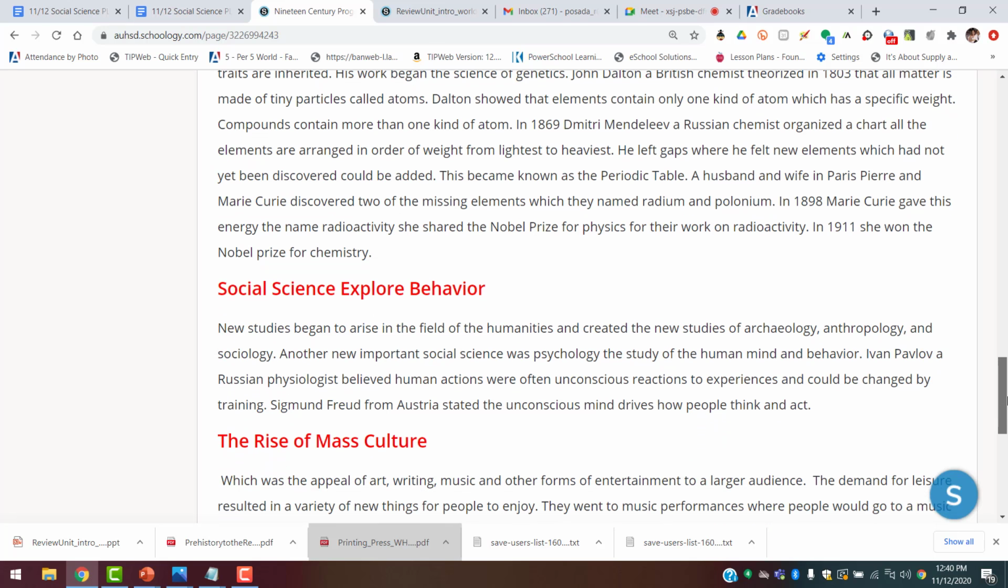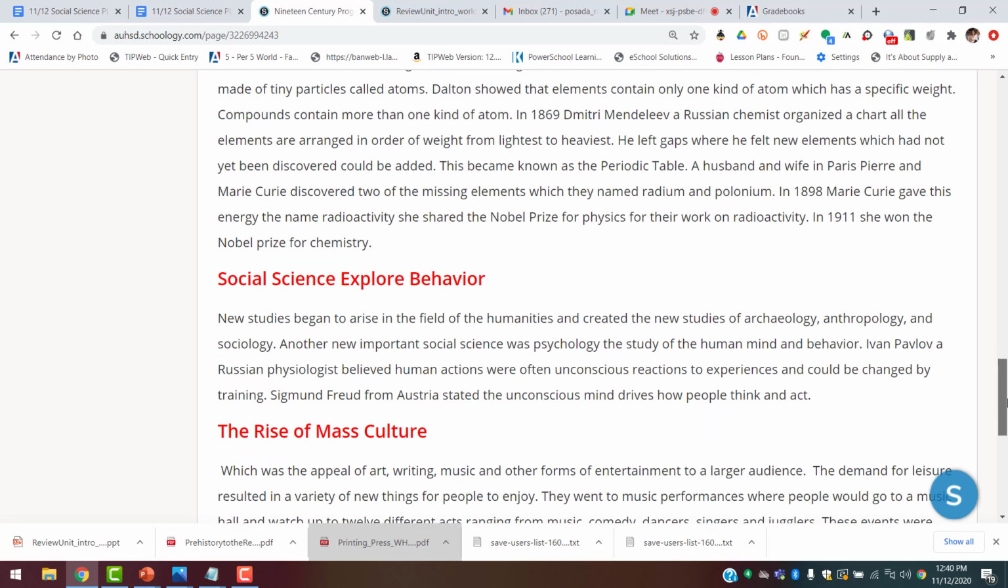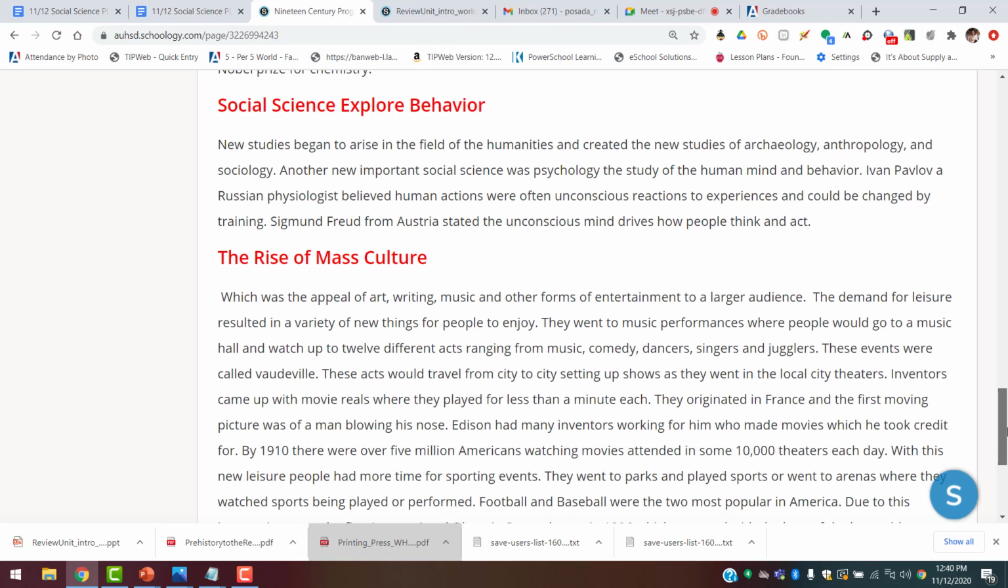So now we're going to move on to our social science, explore behavior. And like I said, during the Enlightenment and the scientific revolution, the Enlightenment thinkers believed that they could take these ideas that they had learned from science, that they had learned in nature, and now use them to see expectations within society. So new studies began to arise in the field of humanities and created the new studies of archaeology, anthropology, and sociology. Another new important social science was psychology, the study of human mind and behavior.